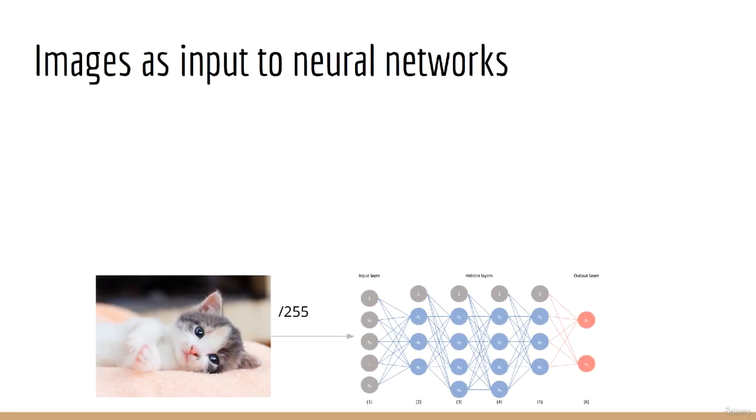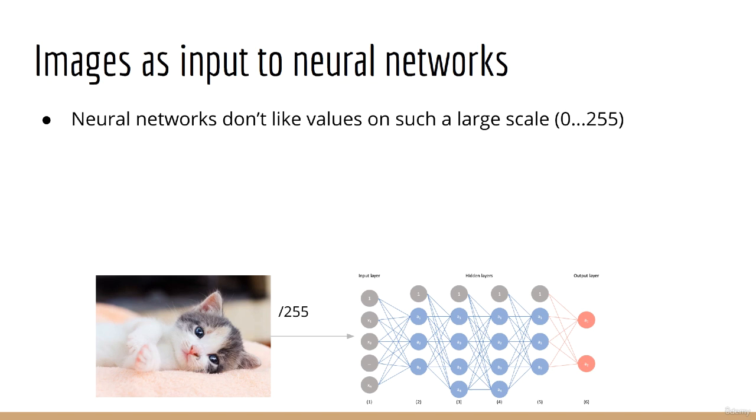The last thing I want to mention about how images are represented in computers is that sometimes we don't use 8-bit unsigned integers from 0 to 255. If you recall, neural networks don't like values on such a large scale. So for neural networks, it's more convenient to scale image values to be floating points between 0 and 1. 0 represents no intensity and 1 represents full intensity.